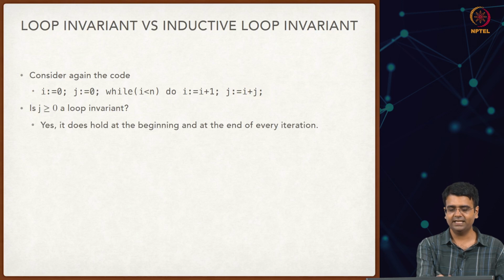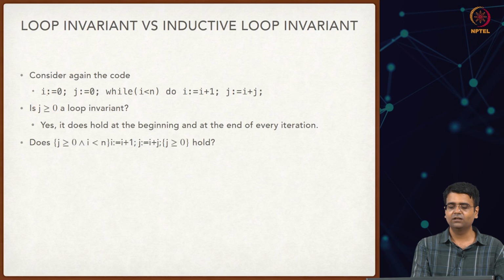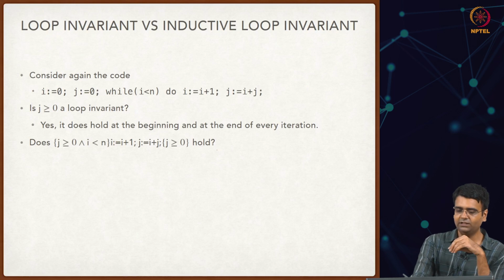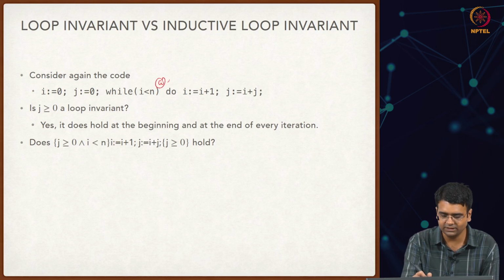However, this j ≥ 0 is not an inductive loop invariant. In particular, let's look at the strategy, the inference rules that we have seen for the while loop. So if you, for example, annotate this with, let's say, j ≥ 0.